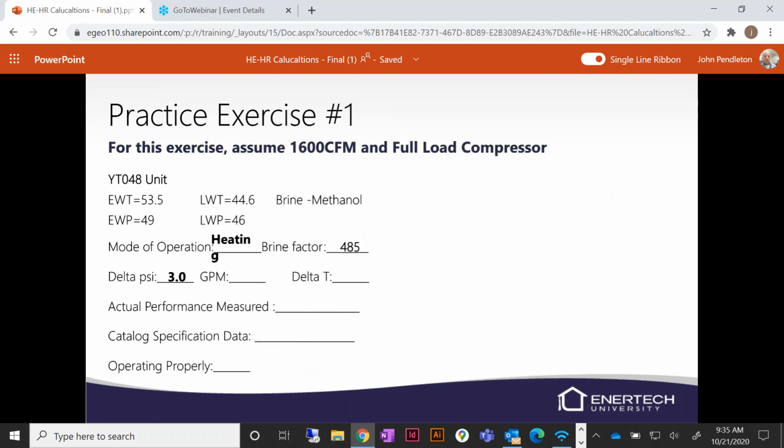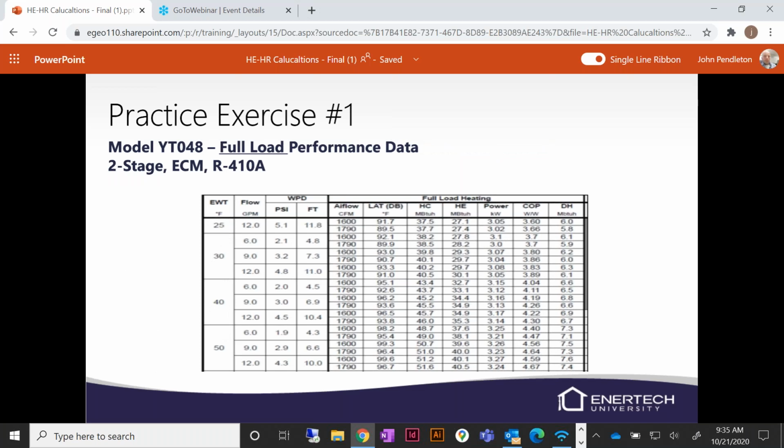So we know we're in heating. The brine factor for methanol is we're going to use 485. Anytime we're using antifreeze, we'll use 485. We had a pressure drop of 3. Again, that's not GPM, so we'll have to go back to the manual here. We were at roughly 50 degree entering water temperature, and we had a 3-pound pressure drop.